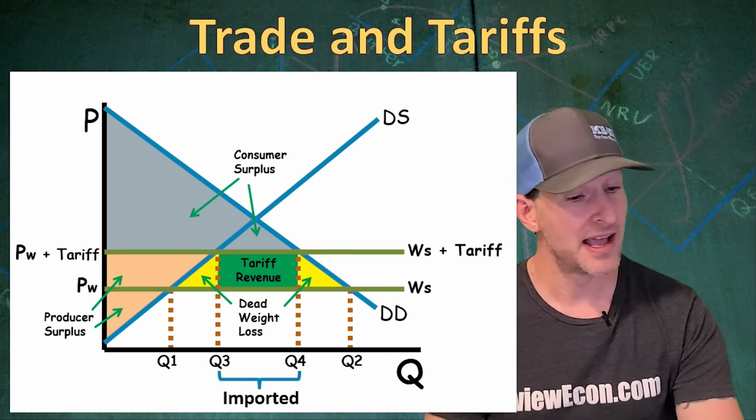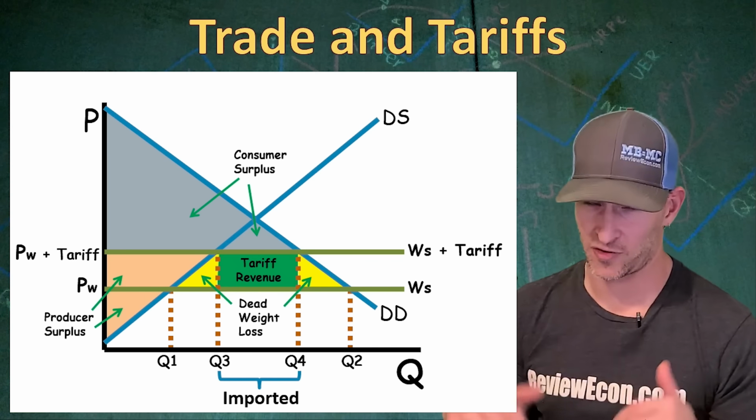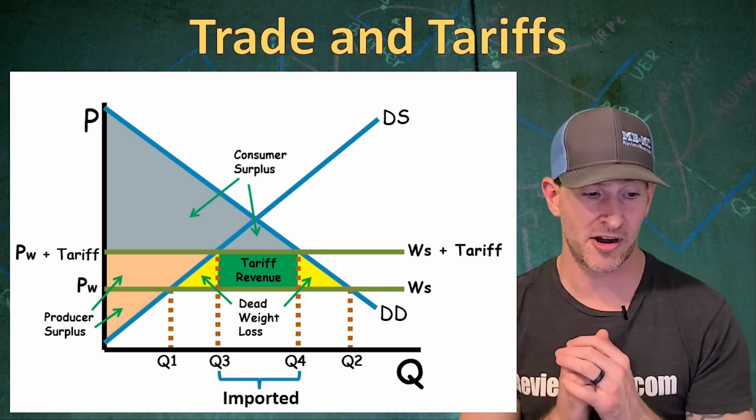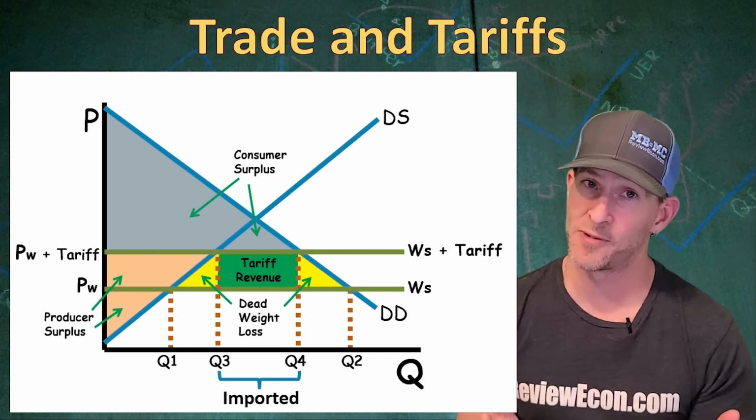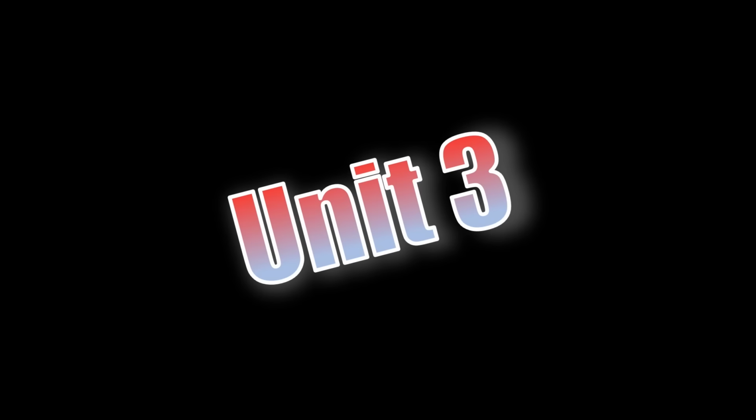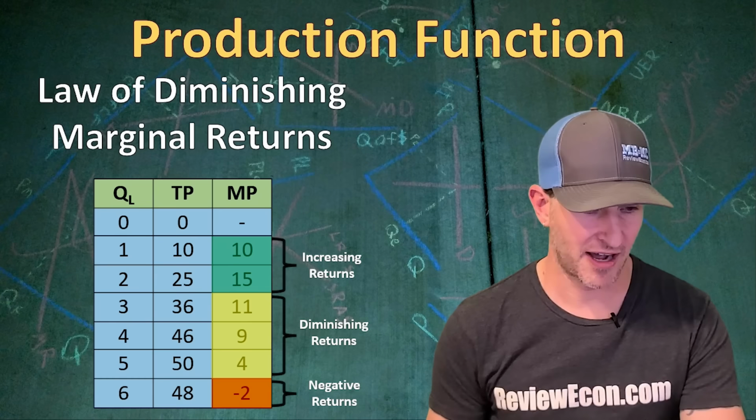We have a small little bit of producer surplus and a massive amount of consumer surplus as a result of this international trade. If we put a tariff on this graph, that's going to raise the world price the amount of the tariff. It gives us some tariff revenue, and we have two little triangles of deadweight loss as a result. Next up, we've got costs and perfect competition.